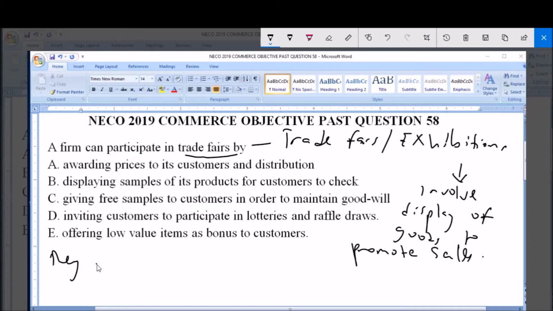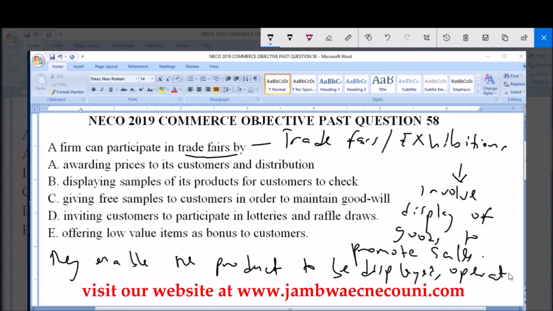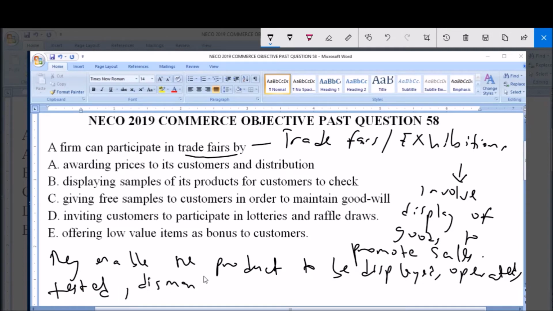Now, trade fairs and exhibitions enable the product to be displayed, operated, tested, dismantled, and adjusted. So it involves display of products, and display of products for customers to check is option B.